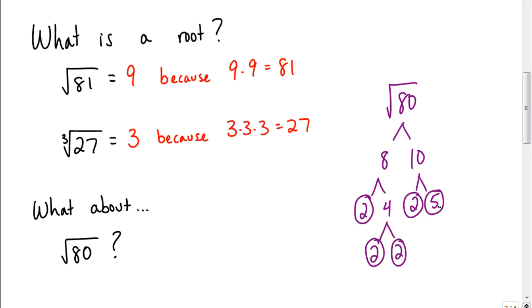And those are both prime numbers. Now if you notice, I circle these prime numbers. Again, that helps me see that if I have a circled number, I'm done with it. It's a prime number. And so if I have any numbers left over that are not circled, I want to make sure that I factor those down as much as possible.